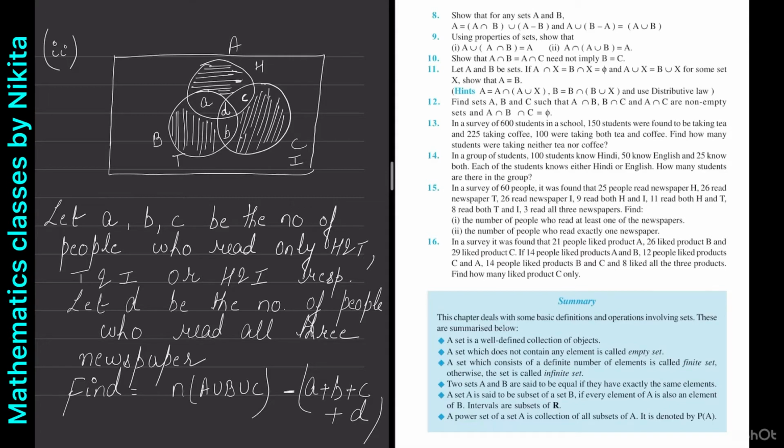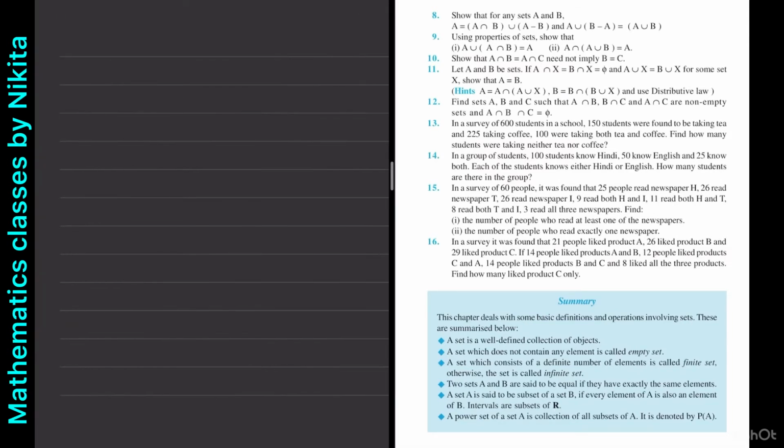बट हाउ टू फाइंड A, B and C? D तो हमें पता है. So D is basically 3. It is given that 3 read all 3 newspapers. Now note one thing. We have n of A intersection B plus n of B intersection C plus n of A intersection C. इनकी वैल्यूज़ हमें पता है. एंड अगर हम इनको A, B, C, D के टर्म्स में लिखें देन व्हाट इज़ n of A intersection B?